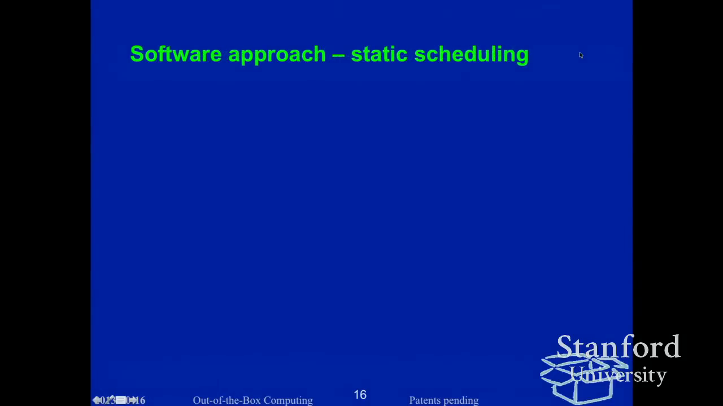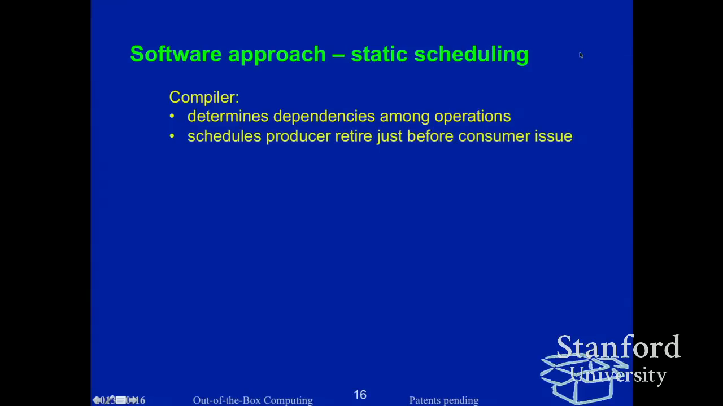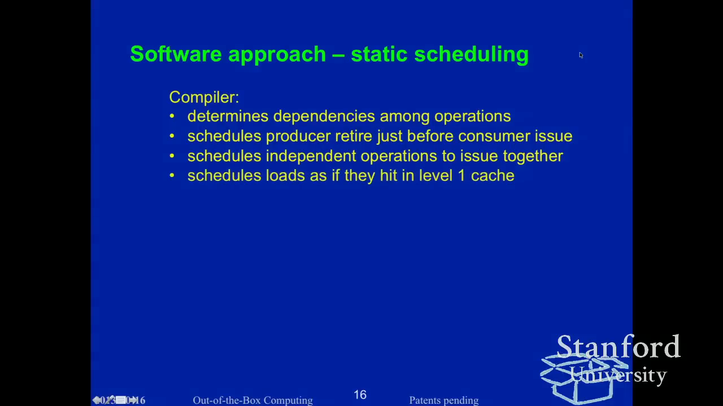The software approach. The compiler does all the work, not the hardware. It determines dependencies among operations. It can look at the entire program to do so, rather than just a narrow window. It schedules the producers to retire just before the consumer wants the data. It schedules independent operations to issue together, and schedules loads under the assumption that they will in fact hit in the top-level cache. It assumes a latency of 3 for those loads.